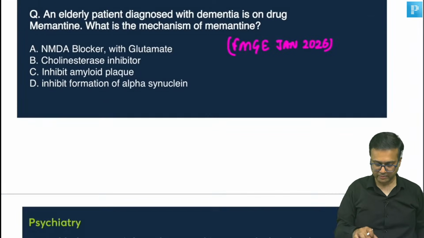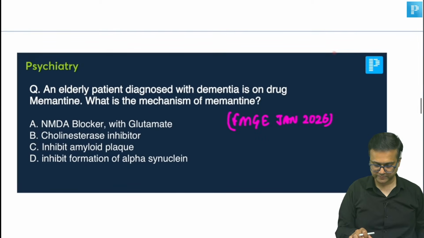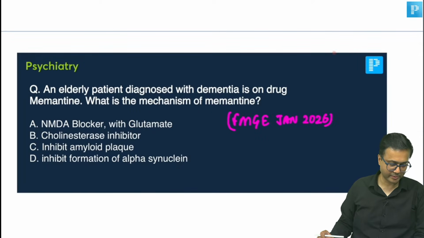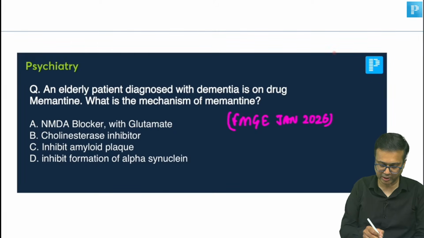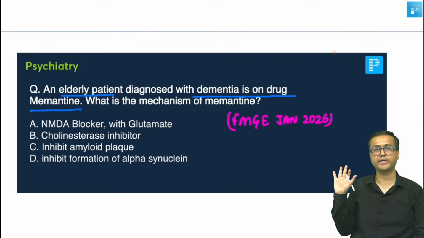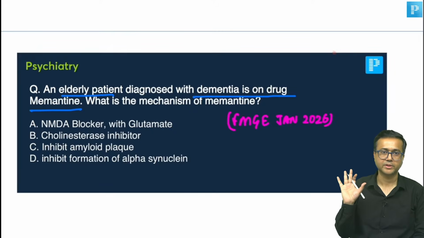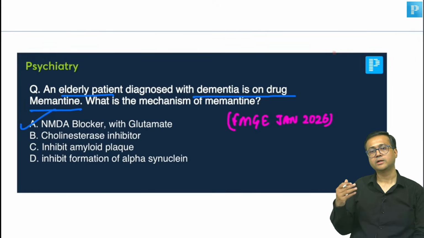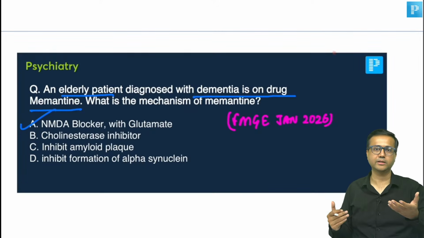So let's see, beta, this was the question I was talking about. This is again your January exam question. Please remember, this is the January exam question. Very simple now. An elderly patient diagnosed with dementia is on the drug memantine. Given the name memantine, you just have to tell the mechanism. So we know, beta, in fact both the points they have given: it is an NMDA blocker, and the neurotransmitter it acts on is glutamate.